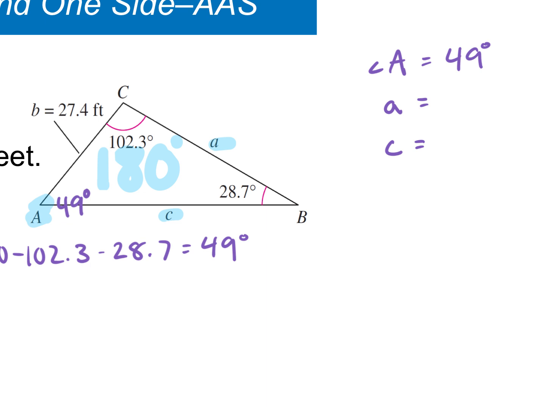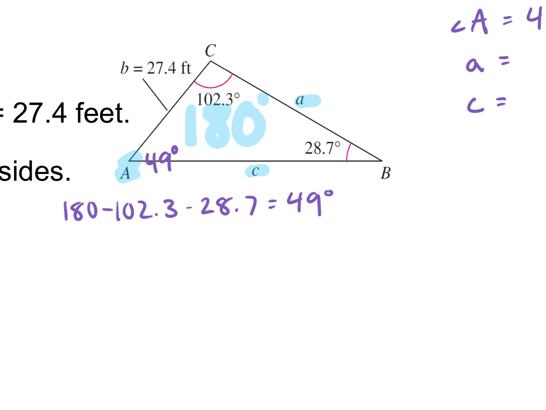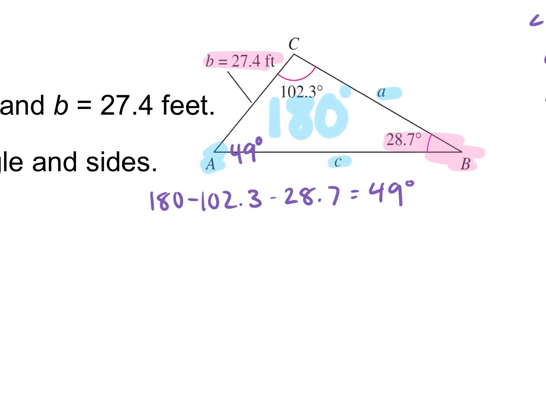So we can find A first. I always want to start with a pair of side and angles that we have. So if I have side A and angle A, I want to start that as my proportion. But I don't have side A. I have side B and angle B. So I'm going to start side B and angle B as my proportion. So always start with the pair that you have. So I'm going to say sine of B, which is 28.7, over side B, which is 27.4.